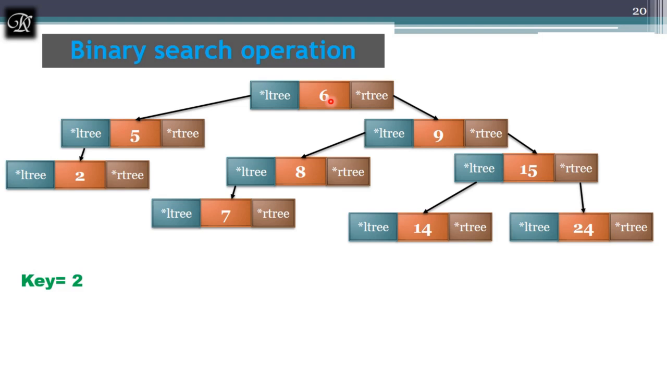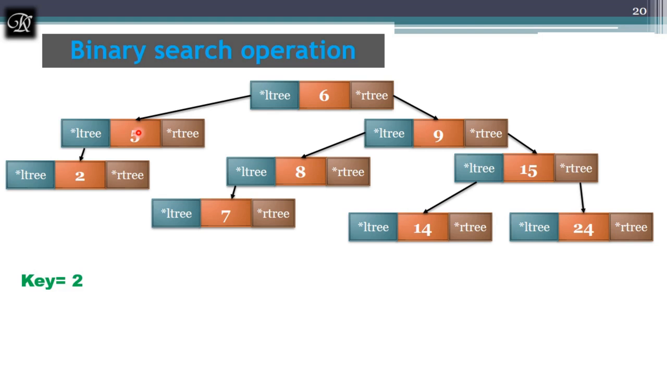Then if they are not same, what happens? If 2 is lesser than 6, then move to this part of the tree. If 2 is greater than 6, then move to this part of the tree, that is the right part. So now 2 is smaller than 6, then I have to move to the left part of the tree. Now this is my subtree. Now consider 5 as the root. Again compare whether 5 and 2 are same. No, they are not same. Check whether 2 is smaller than 5.